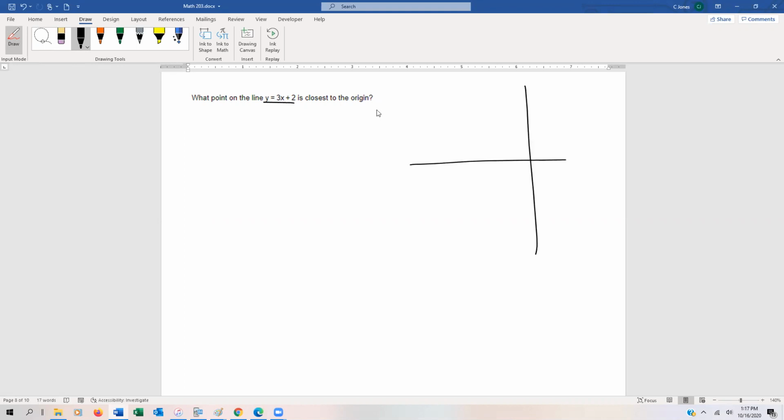So y equals 3x plus 2 has an intercept of (0, 2) and a slope of 3. Basically what that's saying is that for every change in x of 1, y is going to go up 3. If this is a point on the line right here, (0, 2), then we would move to the right one and then up 3, or to the left one and down 3. So another point would be (-1, -1). And this is what our line is going to look like.